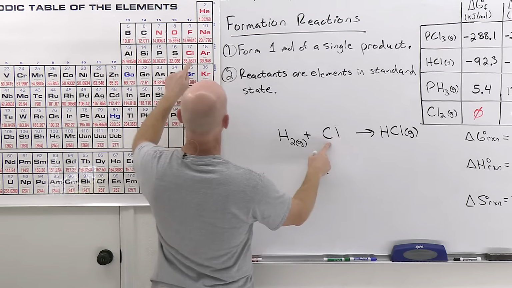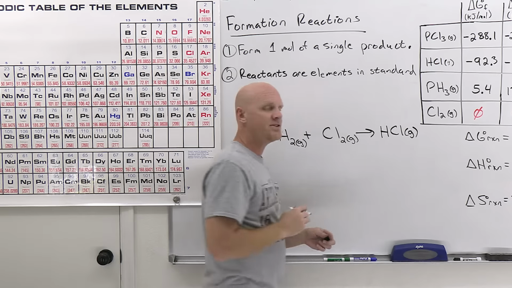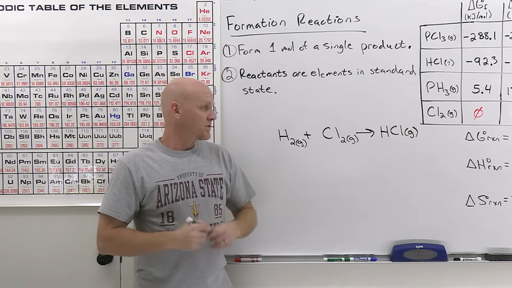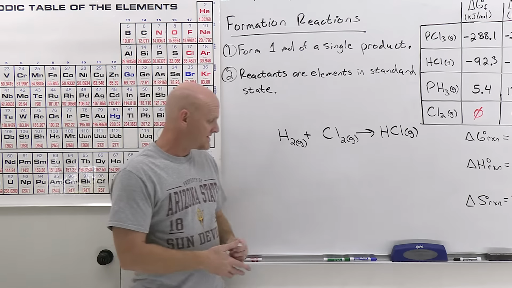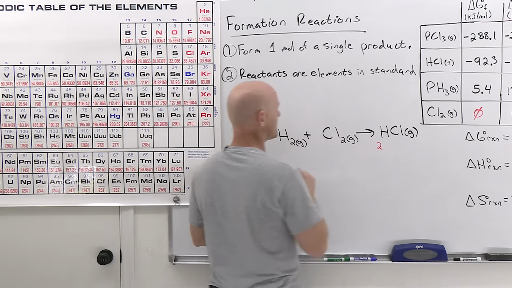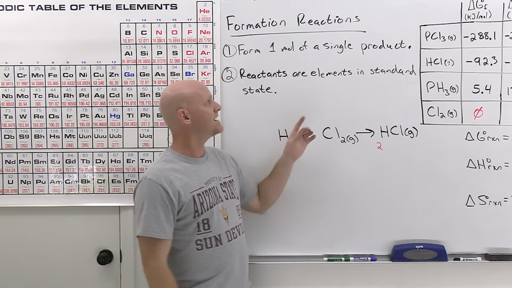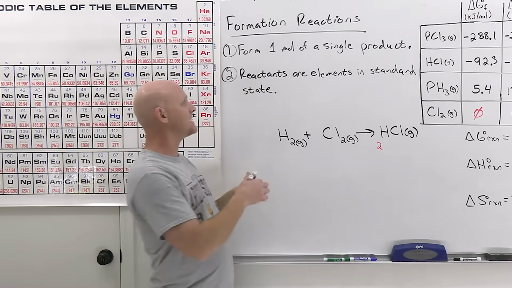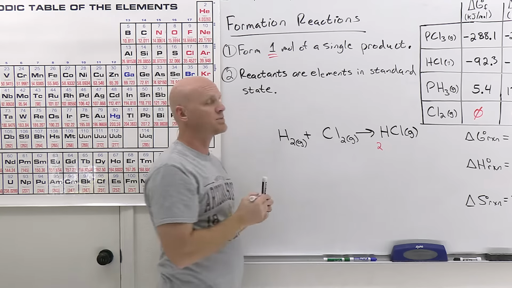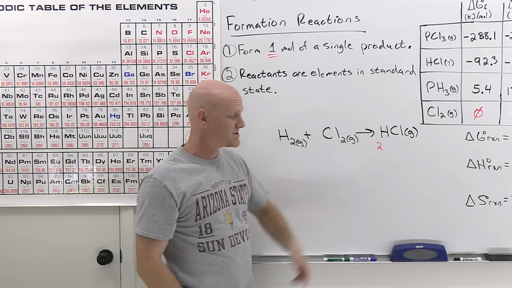And then chlorine is diatomic and a gas as well. And then finally, you got to balance this. And notice normally to balance this, what we'd be tempted to do is put a 2 over here so that it's balanced, but we can't do that here. Because again, a formation reaction forms exactly 1 mole of a single product. If I put a 2 in front of HCl, it's no longer technically considered a formation reaction, so we can't do that.